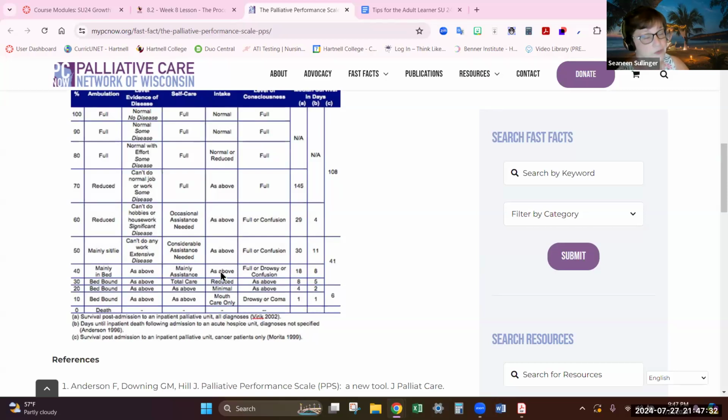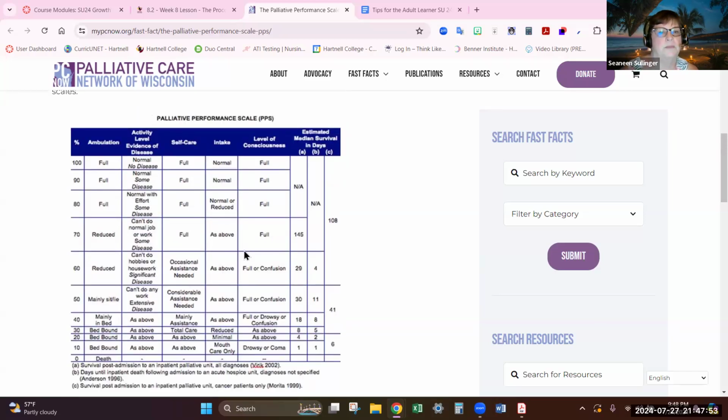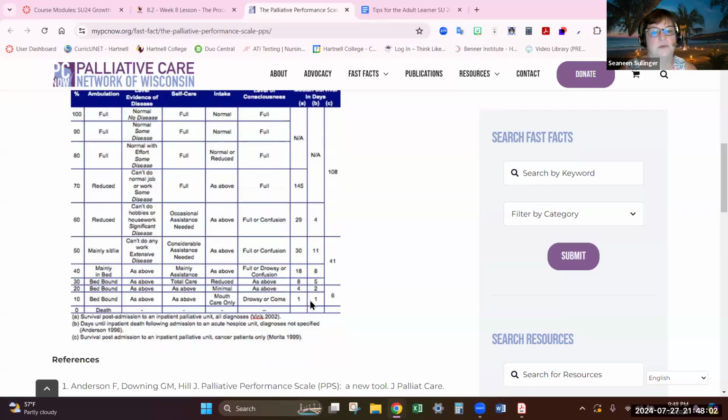That would be considered curative. So you would not have that if they were on hospice care. And they're probably somewhat confused. And then it will tell you how many days survival post-admission, days until patient death following admission, and those kinds of things. And so then that tells you what their palliative performance scale is. So you're pretty good if you're at 100%, but if you're at 40%, then death is probably closer. You can see the numbers get smaller, but death is closer.